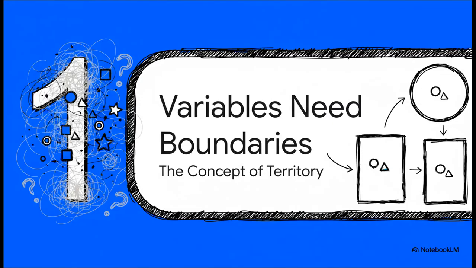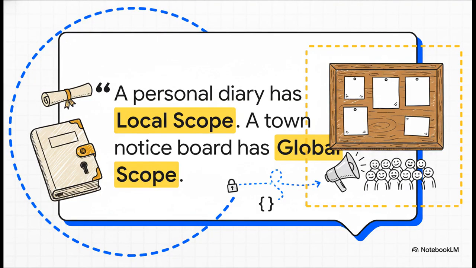So, first up, why all the rules? Well, think about it. Without boundaries, it would be pure chaos. Imagine if every single variable in your program was just out there for any part of your code to grab and change. It would be an absolute nightmare to debug. We need territories.